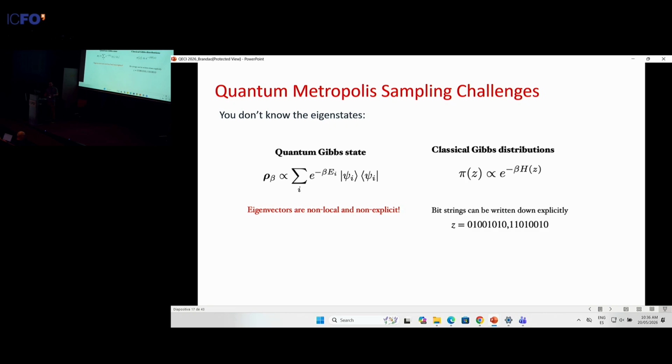And if you are at low enough temperature, the whole problem is to prepare the ground state, right? Classically, you could just have a bit string, these are the eigenstates, we just flip one of them, we go to another eigenstate, everything very simple, there is no entanglement. But that's not the case for the quantum model. So how do we address the fact that the eigenstates are non-local and non-explicit, right? Because we cannot write them down.